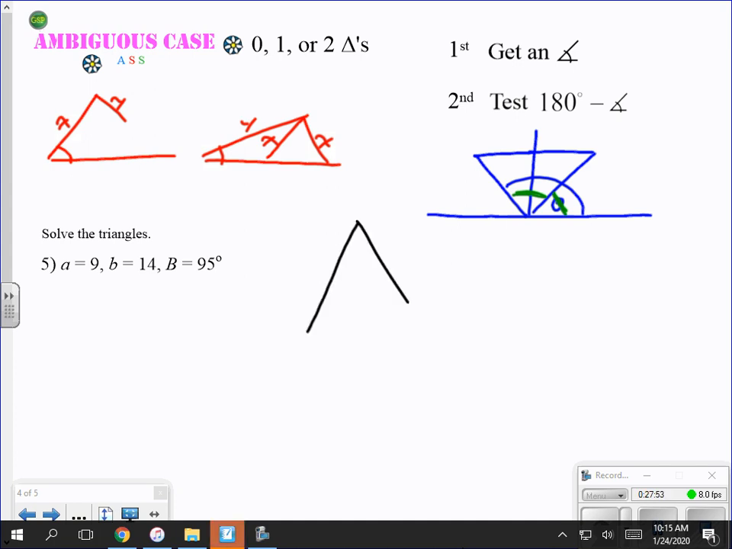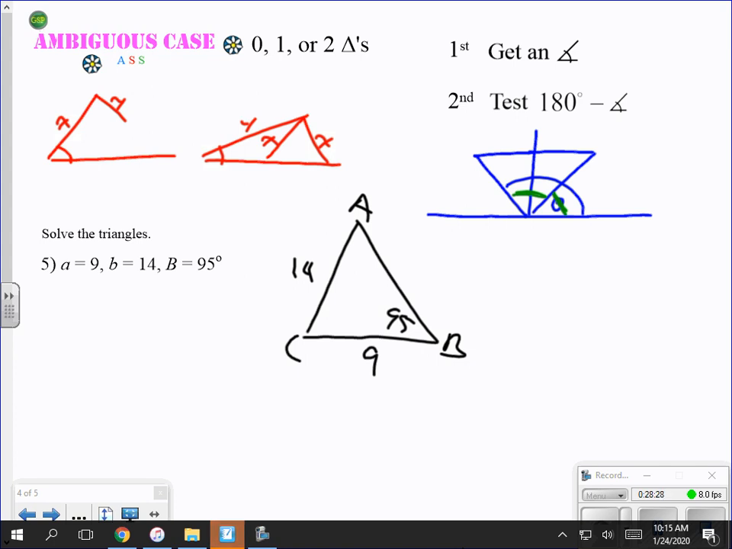Okay. If we get to a test and I give you a problem like this, and you don't have the diagram to go with it, I'm going to be very unhappy with you. So I have this side's 9, and this side's 14, and this angle's 95. Okay. So now I have to solve for the missing parts.